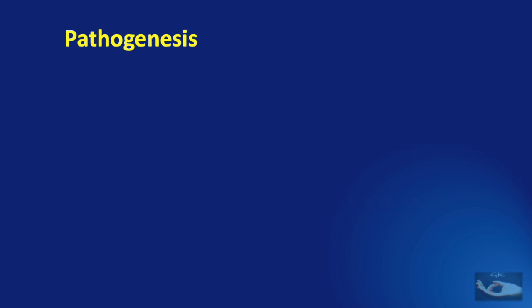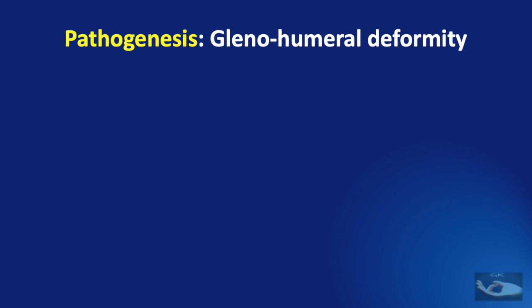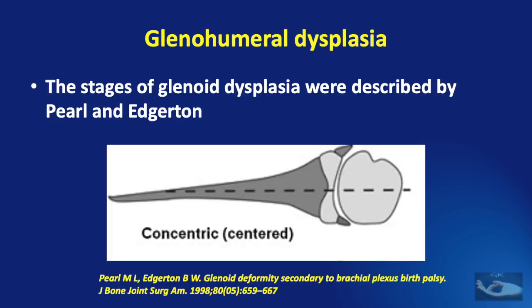The pathogenesis of the glenohumeral deformity has been extensively researched. The stages of the development of this deformity or dysplasia were described by Pearl and Edgerton.